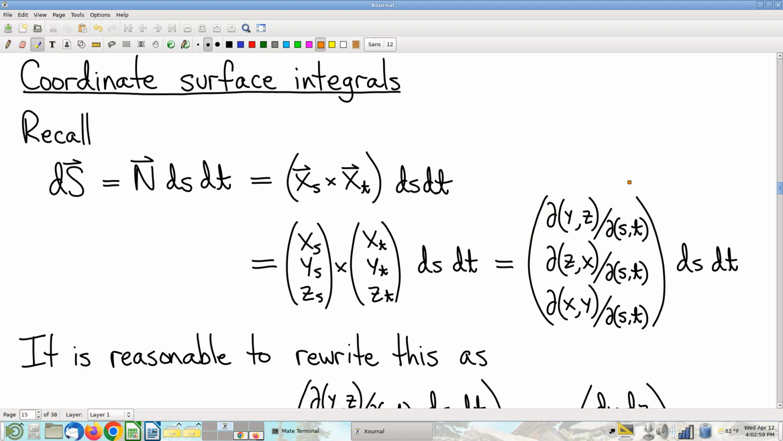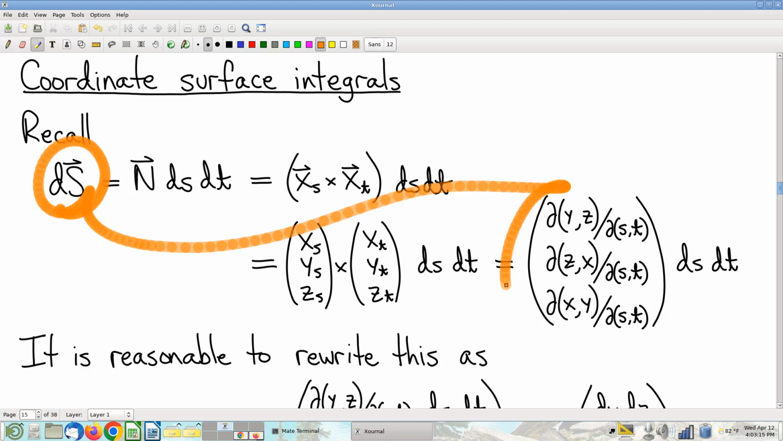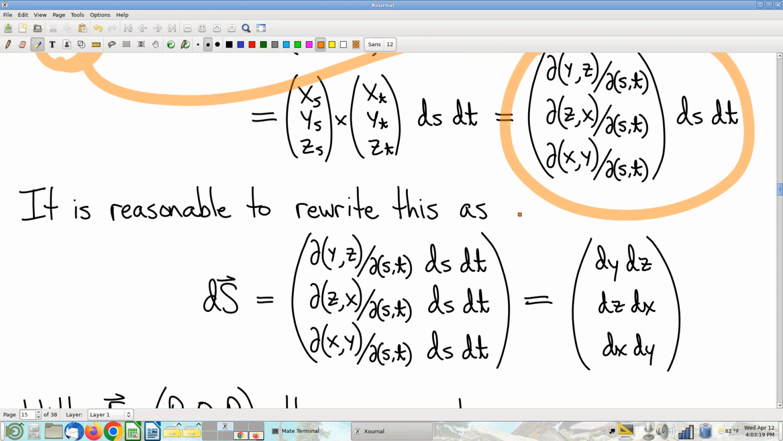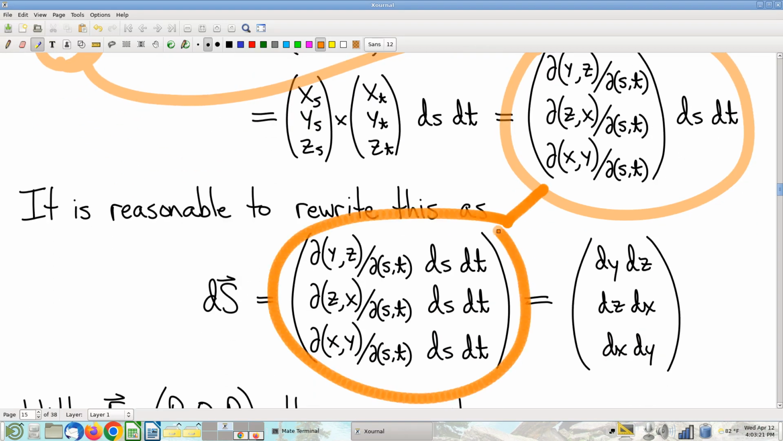What we're going to do here is consider that the dS vector, being capital N times ds dt, likewise can be rewritten like that, which I can distribute the scalar differentials there to give me that.